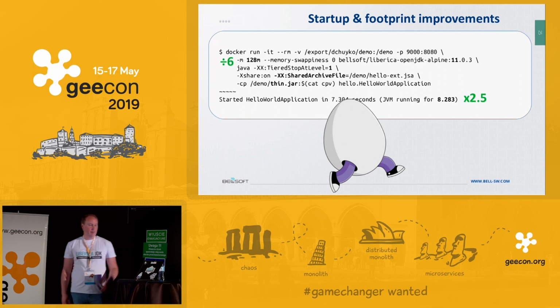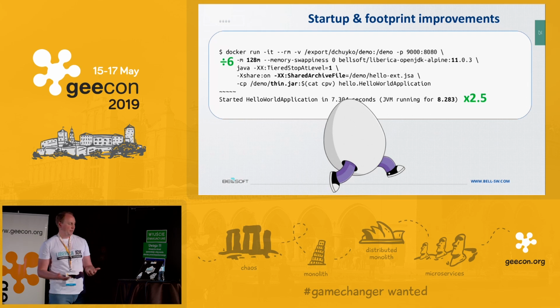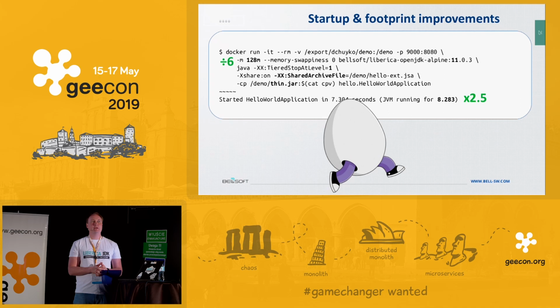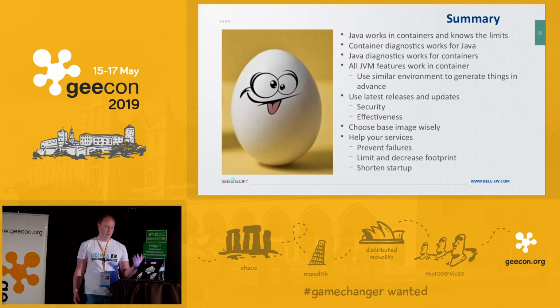And finally, we got some improvements. We sacrificed peak performance, but we got 6 times less memory requirements. It's even less, around 100 megabytes, but to not let it die under the load, 128 is fine. And we made a speedup in startup, which is now reasonable and is under 10 seconds.